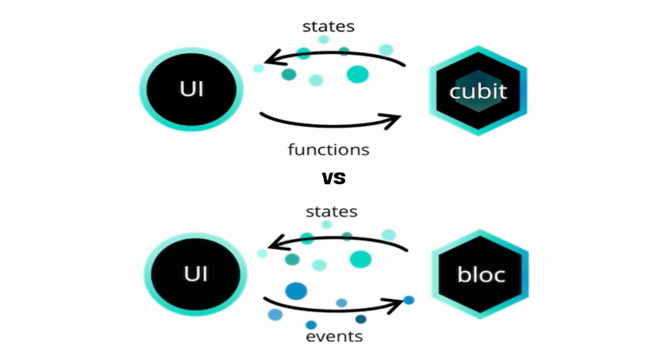The main difference between Bloc and Cubit is that Cubit receives a function that is not a stream, while Bloc receives a stream of events. So Cubit is best suited for smaller applications when you don't have many different states.